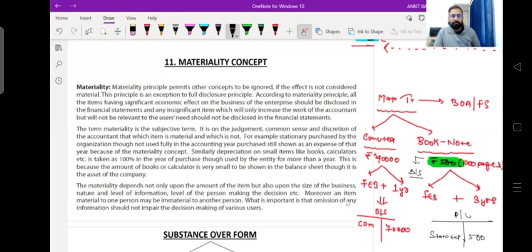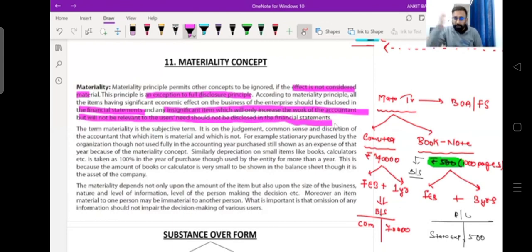So we will read this example and this theory. The materiality principle permits other concepts to be ignored if the effect is not considered material. The principle is an exception to the full disclosure principle. According to the materiality principle, all items that have a significant economic effect on the business of the entity should be disclosed in the financial statement, and any insignificant item, which would only increase the work of the accountant and is not relevant to the users' needs, should not be disclosed. So if you are giving a tip to the waiter, you can ignore that transaction.